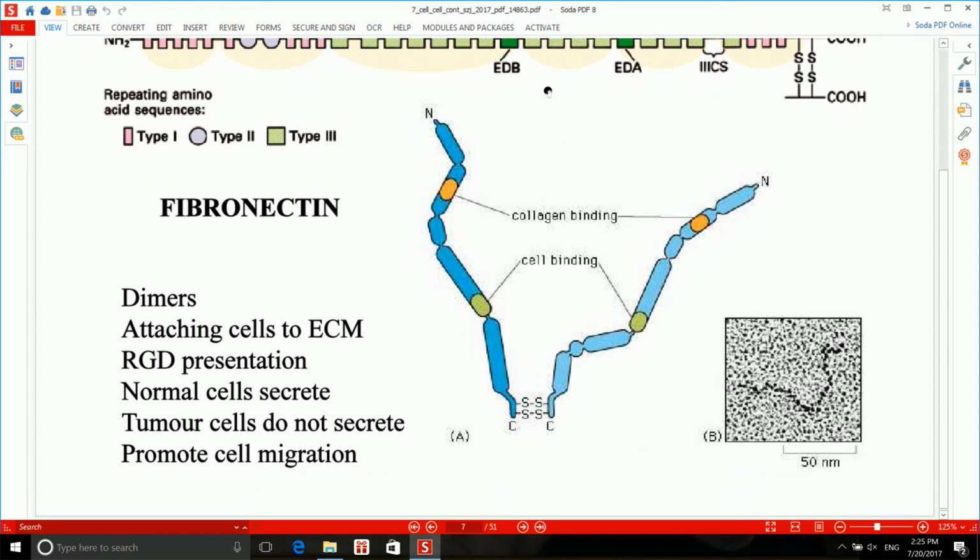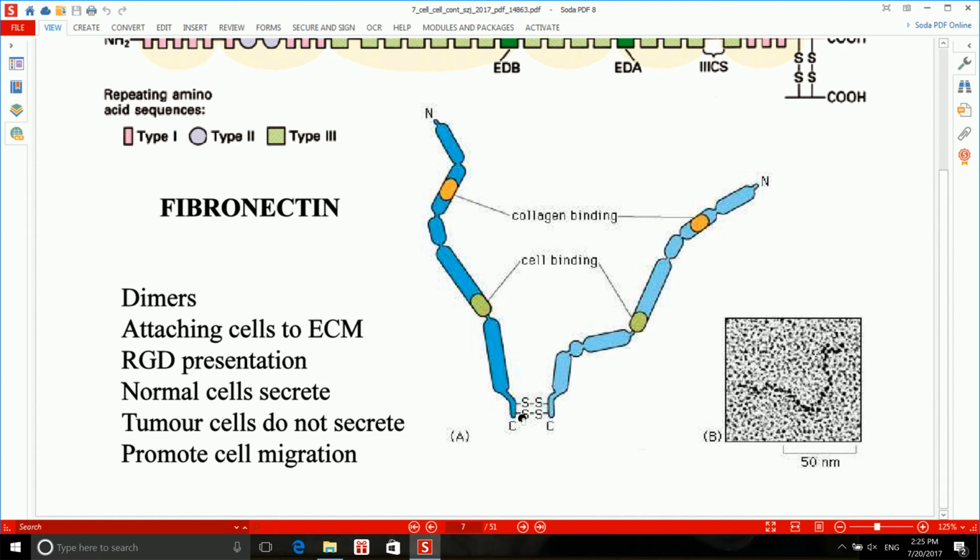So if fibronectin has a role in migration and differentiation of cells, it's common sense that in the case of tumor cells, which are migrating and dividing without any regulation, these proteins are not present or are mutated. So tumor cells do not secrete these proteins.